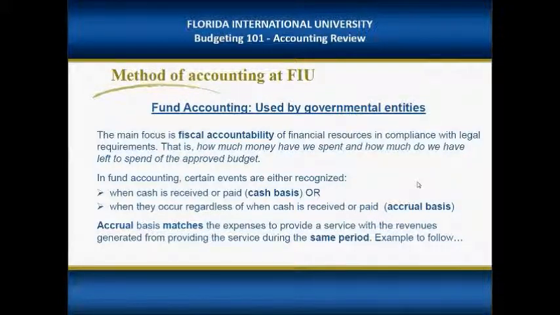In fund accounting, certain events or activities are recognized either when cash is received or paid, more on a cash basis, or when the events occur regardless of when the cash is received or paid. This is an accrual basis. Accrual basis matches the expenses to provide services with the revenues generated from providing those services during the same period. We will talk a little bit more about accrual basis in the next section of this accounting review presentation.